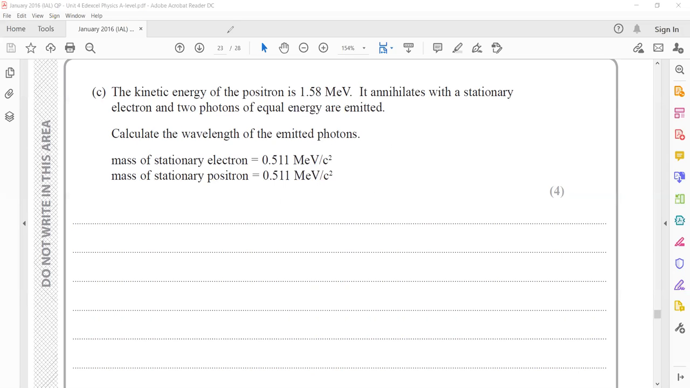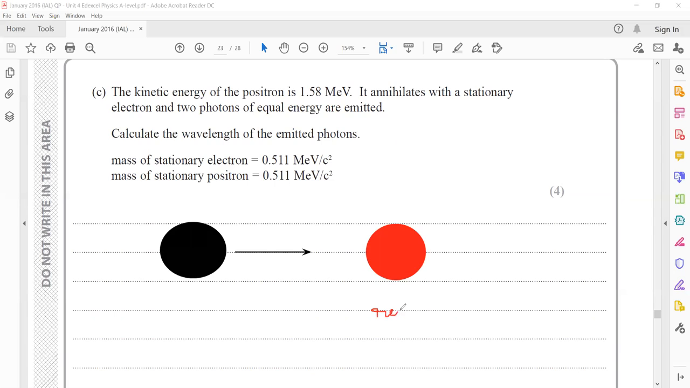So what happened? They mention a positron, which is moving. It annihilates with an electron which is stationary. So the electron is at rest, whereas the positron was moving. The rest mass here refers to the mass when it's not moving close to the speed of light, which is 0.511 mega electron volt per c squared, and for the positron also 0.511 mega electron volt per c squared. And the kinetic energy is 1.58 mega electron volt. That's a kinetic energy, not per c squared.